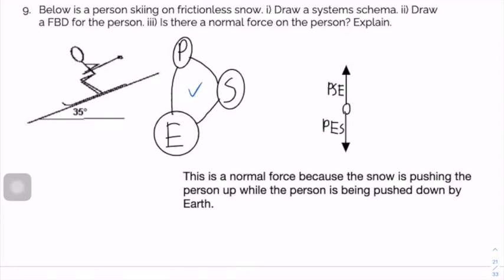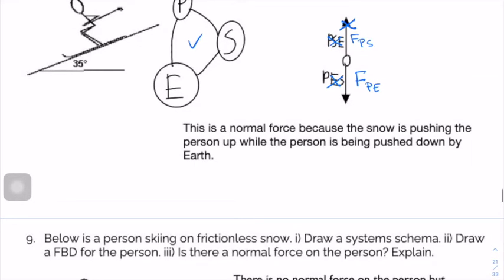Okay, we're okay with the schema. All right, labels we have issues with. Wrong label. This should be on the person. First of all, we have P's and they should be F's, so that's also a problem. So force on the person by the earth should be the downward arrow. Wrong direction. Wrong label. So force on the person by the snow.